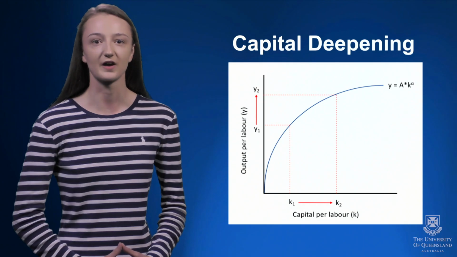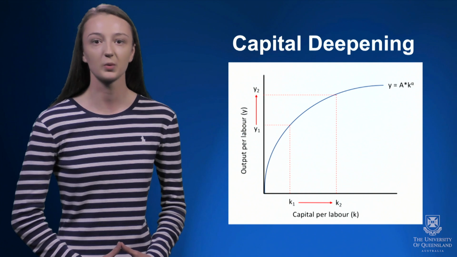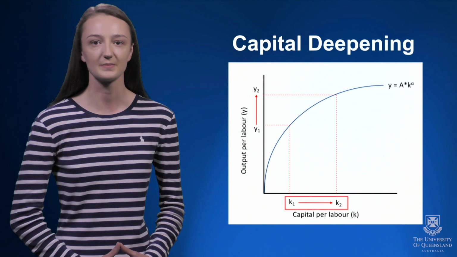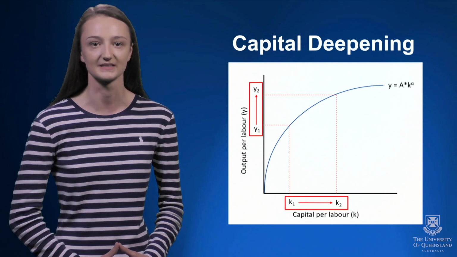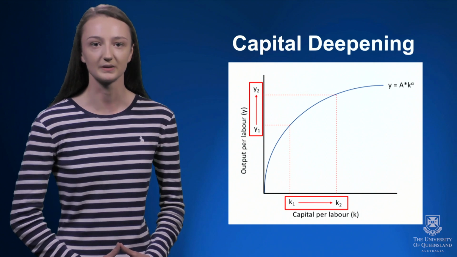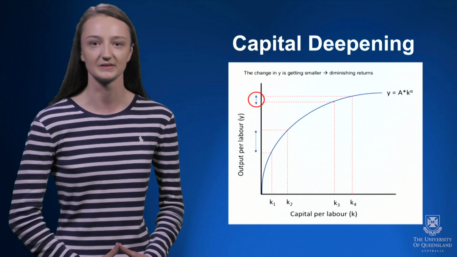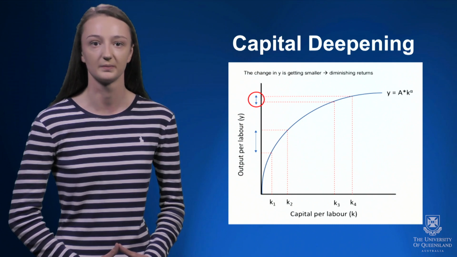So from the chef and fry pan example, we have got some important results from the neoclassical growth model. When capital per labour increases, output per labour or labour productivity increases. This means that capital deepening will improve living standards. As capital deepening continues, the growth in output per labour will slow down. This means that we cannot rely on capital deepening to sustain long-term growth.